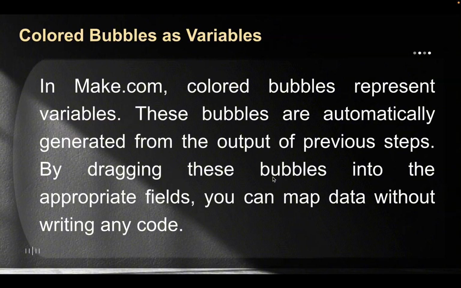Colored bubbles as variables. In Make.com, colored bubbles represent variables. These bubbles are automatically generated from the output of previous steps. By dragging these bubbles into the appropriate fields, you can map data without writing any code. To understand this better, let's move into Make.com so I can explain what data mapping is and how you can easily move this data from one module to the next.